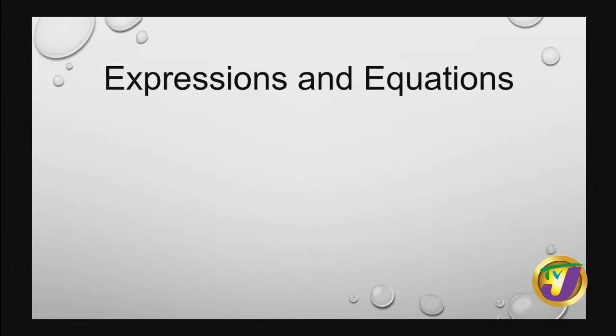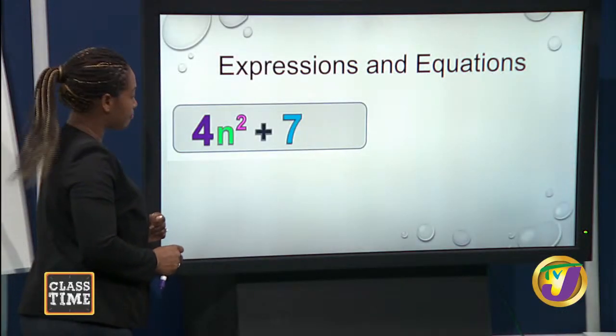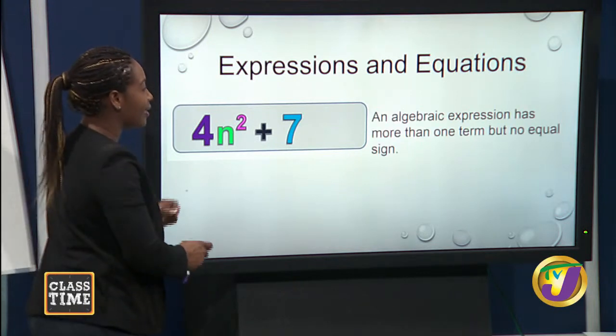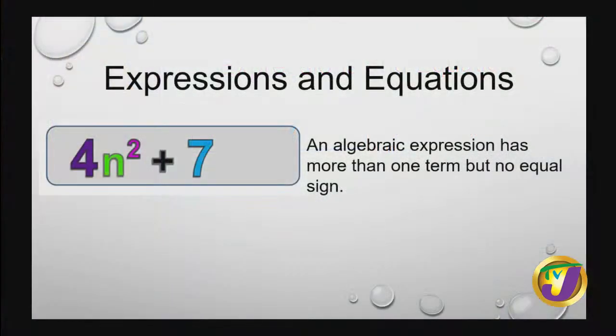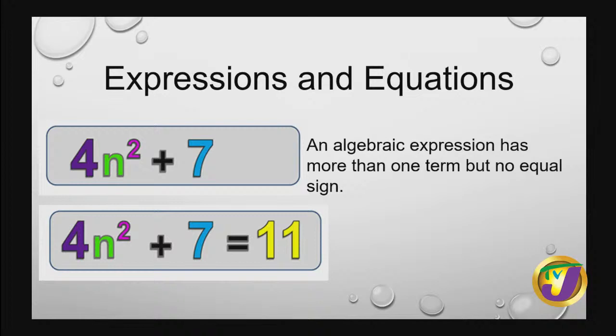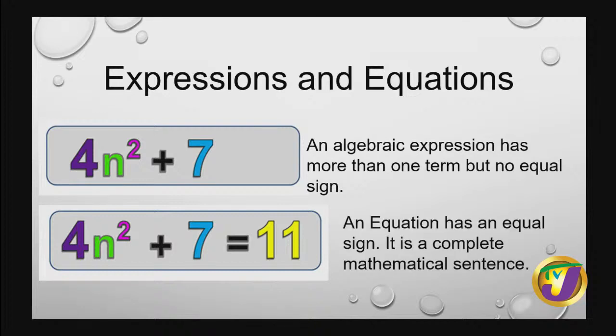All right. Now let's look at expressions versus equations. What do you think this is? I hope you did say it is an expression. It is an algebraic expression. It has more than one term in this instance, but no equal sign. So it is an expression. Then, 4n squared plus 7 is an algebraic expression. Now you have 4n squared plus 7 equals 11. This is an equation. It has an equal sign. It is a complete mathematical sentence. So it is different from an expression. And we'll look at it as we go through.